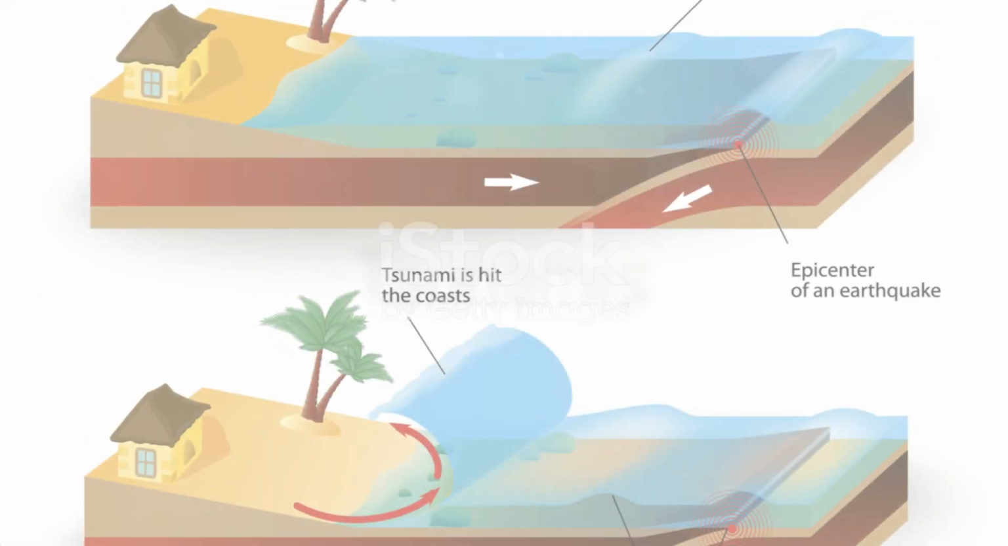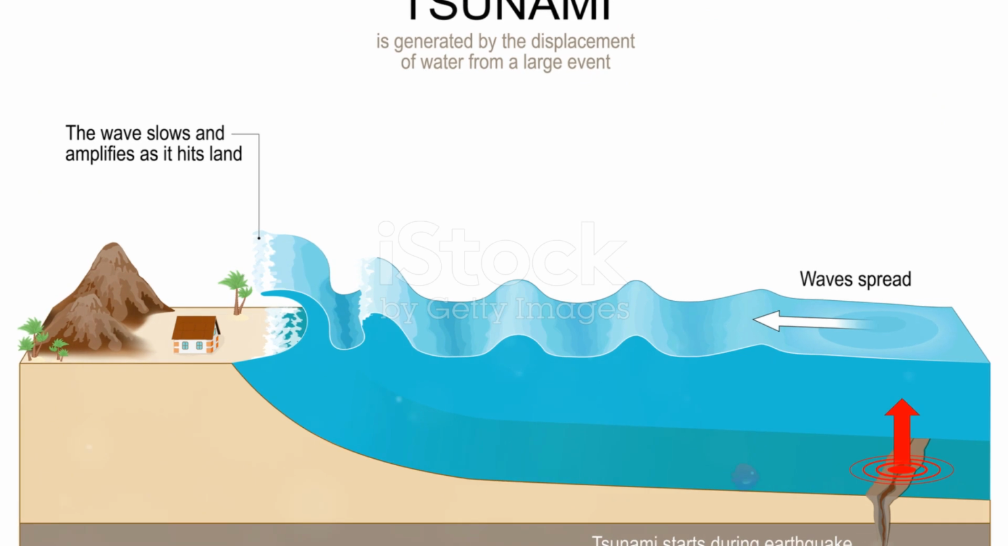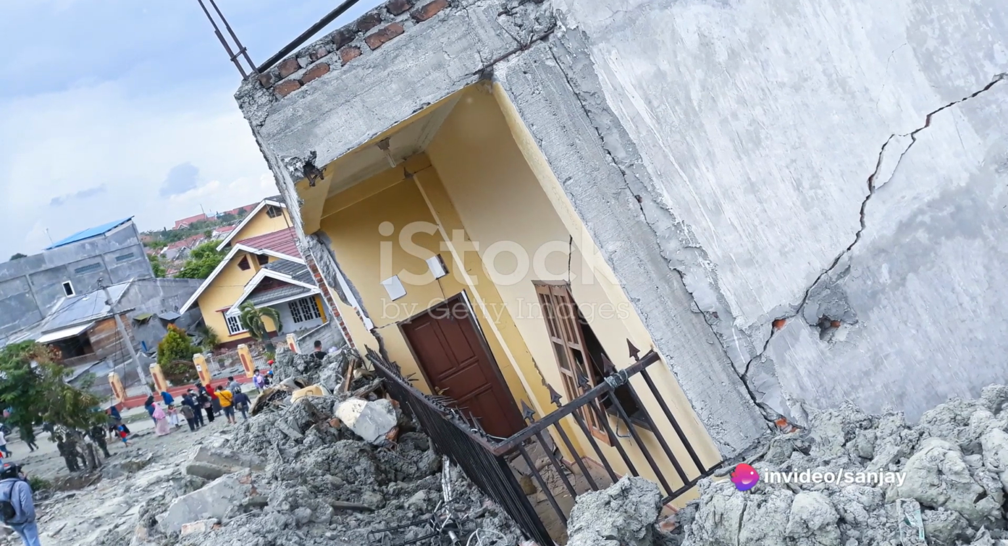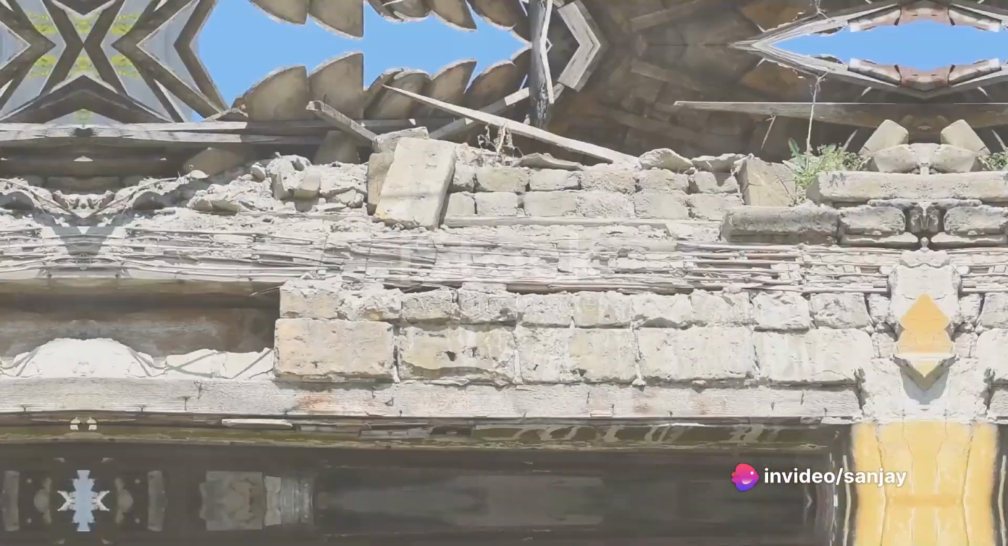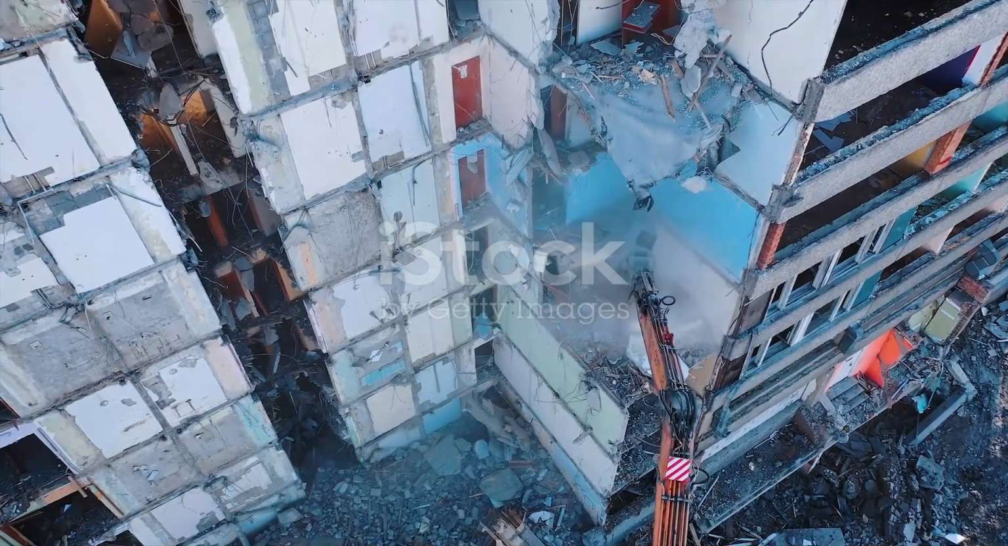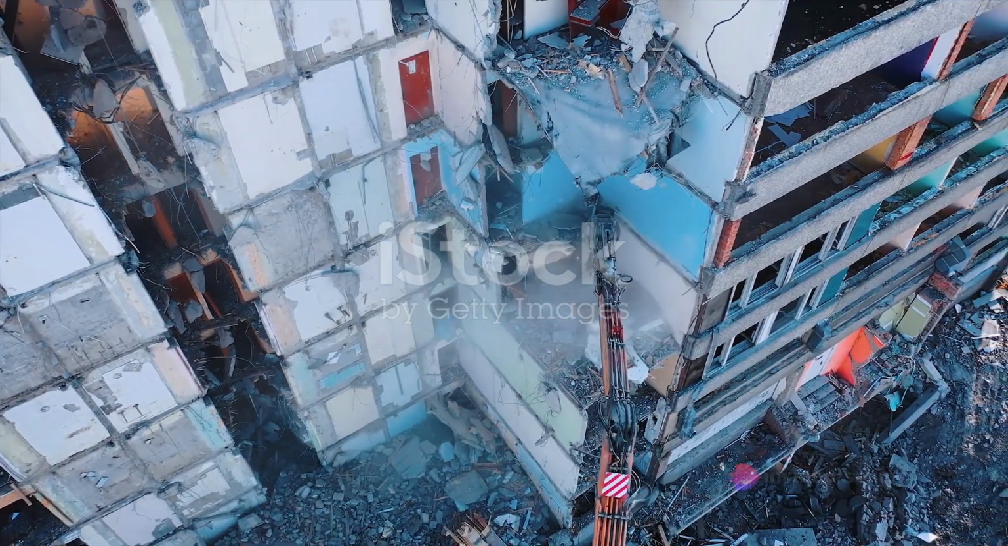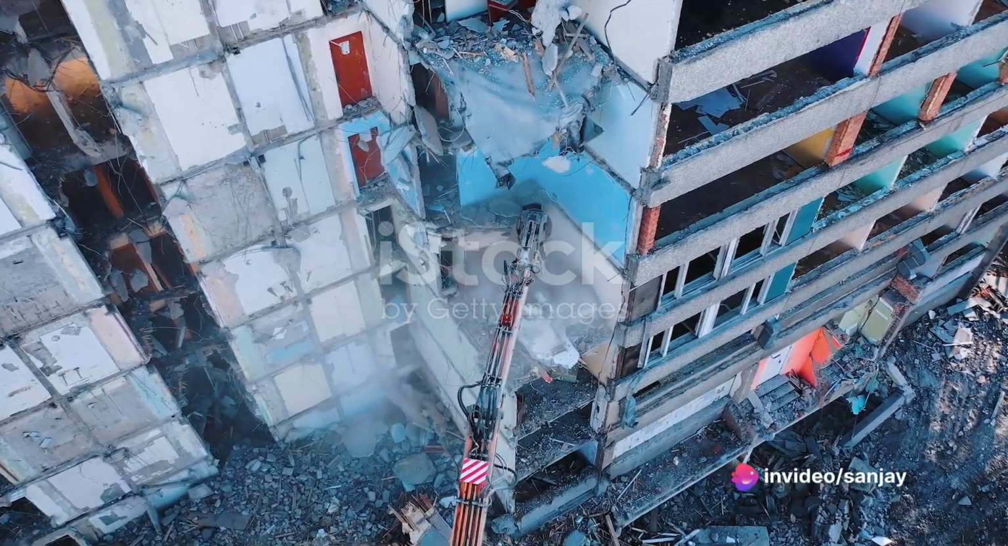Coastal areas have an additional threat from earthquakes, tsunamis. These are large ocean waves triggered by powerful undersea earthquakes, causing devastation when they reach the shore. There are also secondary effects like landslides, avalanches, fires, and aftershocks. These can exacerbate the damage caused by the initial quake, further complicating rescue and recovery efforts.